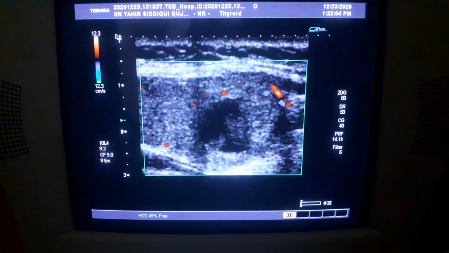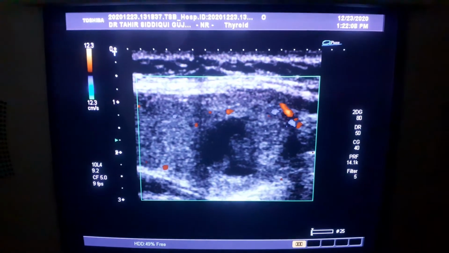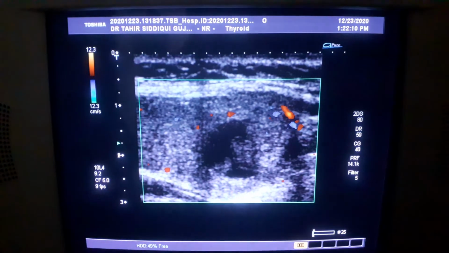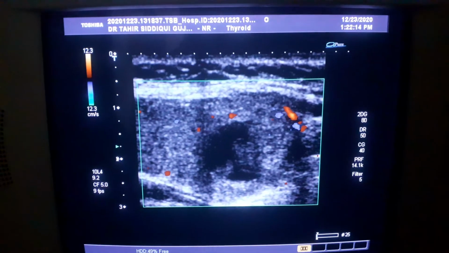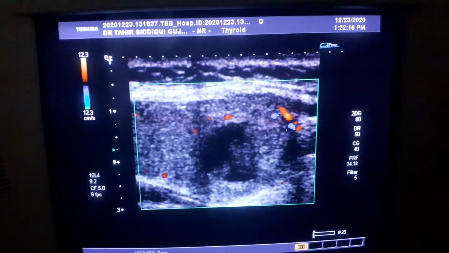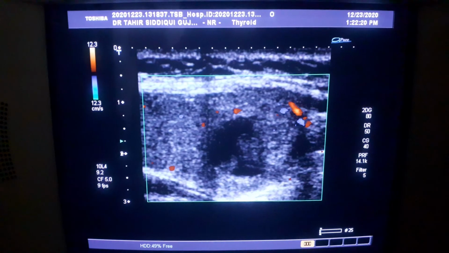The size of the lobe is normal. It's not enlarged. So this is a case of a cystic thyroid nodule of benign nature, with areas of internal degeneration, of the right lobe of the thyroid. Thank you very much.